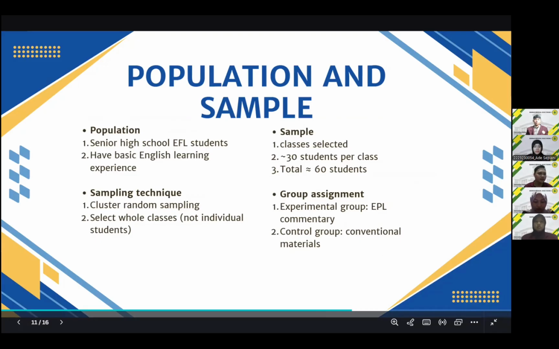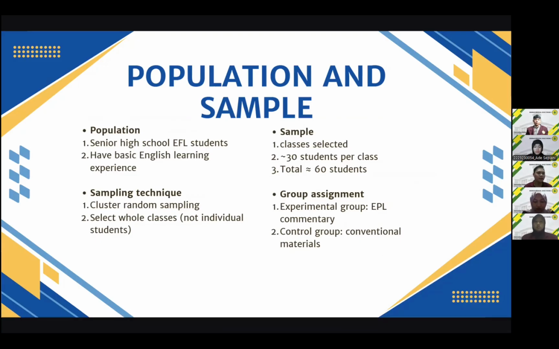The next is population and sample. The population of the study consists of senior high school students who are learning English as a foreign language. The students are chosen because listening comprehension is an important part of their curriculum, and they already have basic experience in learning English. From this population, the sample is taken using a cluster random sample.